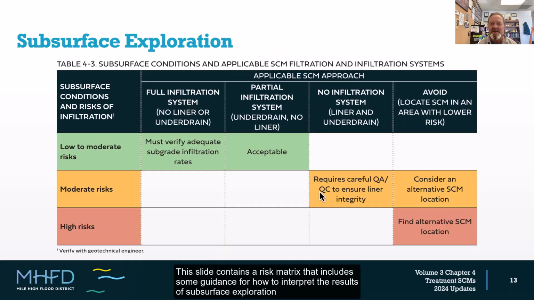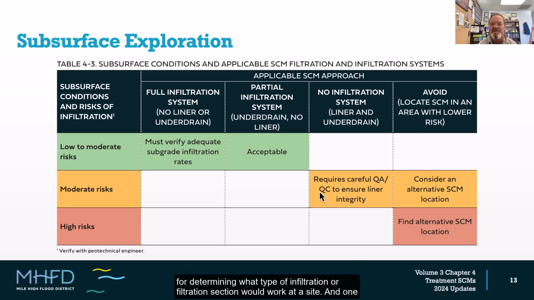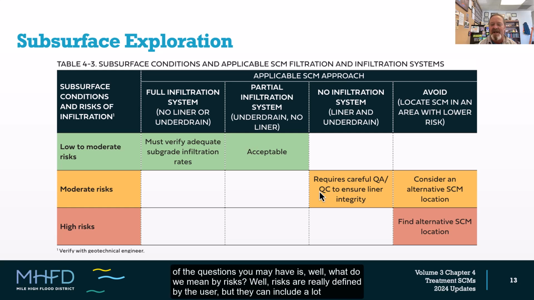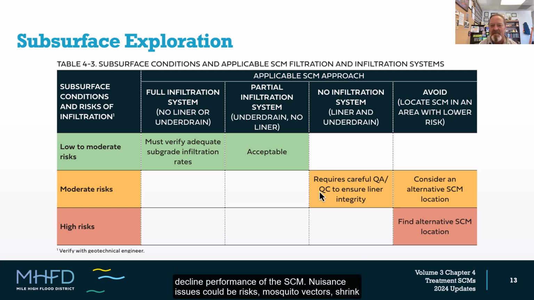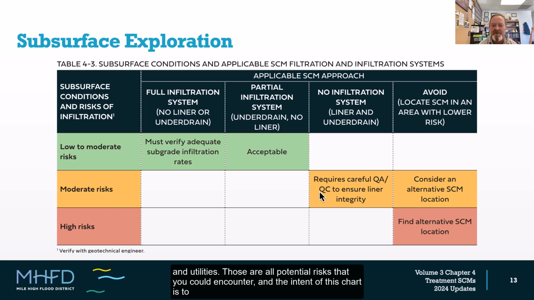This slide contains a risk matrix that includes some guidance for how to interpret the results of subsurface exploration for determining what type of infiltration or filtration section would work at a site. And one of the questions you may have is, well, what do we mean by risks? Well, risks are really defined by the user, but they can include a lot of things. They could include poorly infiltrating soils that have risks of leading to standing water or declined performance of the SCM. Nuisance issues could be risks, mosquito vectors, shrink and swell soils, or the presence of nearby building foundations or adjacent roads and utilities. Those are all potential risks that you could encounter.